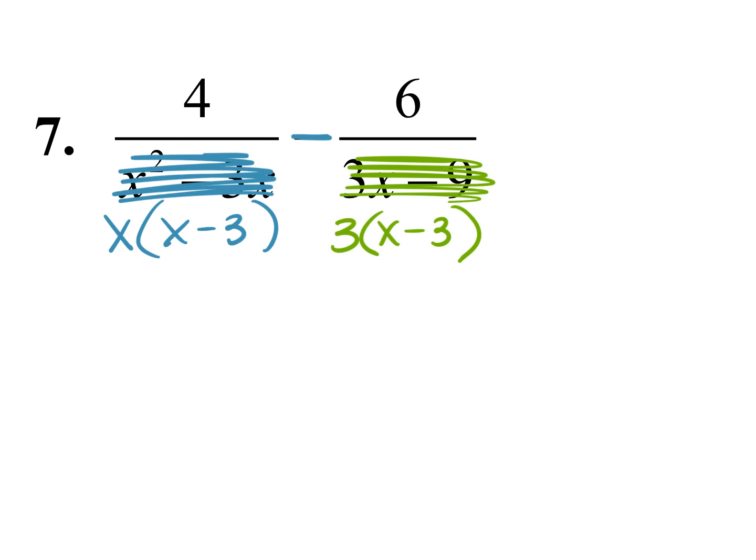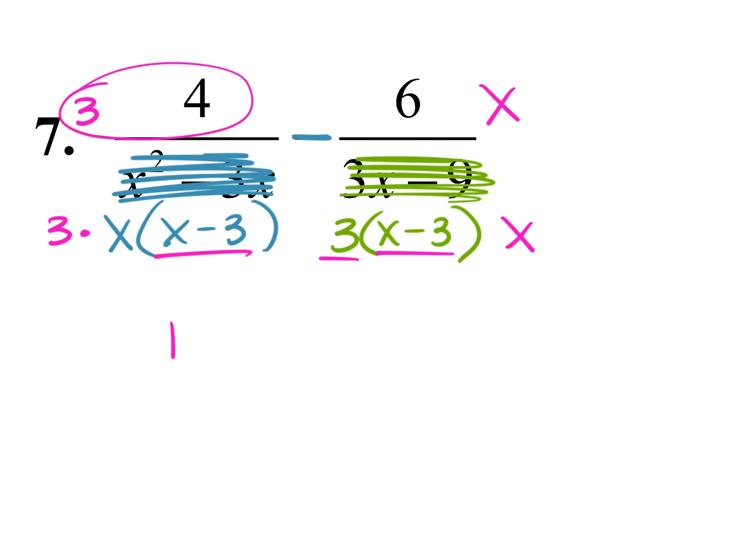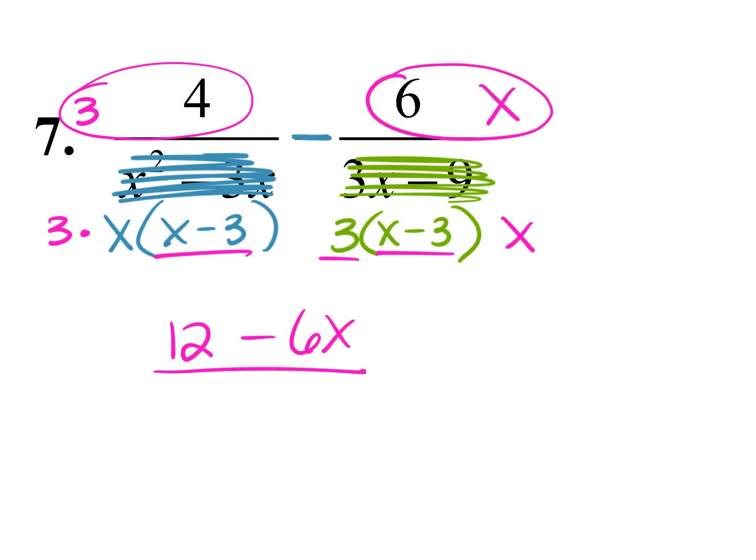3x times x minus 3, right? So we want to keep this, and then we want a 3 on both sides, so you're going to go times 3, and we want an x on both sides, so times x times x. So we get 12 minus 6x as our numerator. Our denominator is 3x times x minus 3.